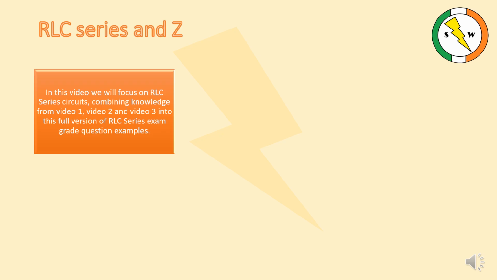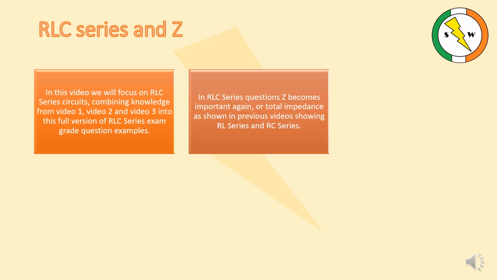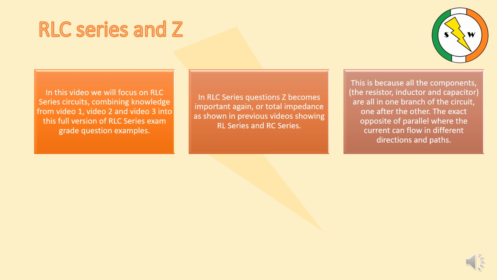In this video, we will focus on RLC series circuits, combining knowledge from Video 1, Video 2, and Video 3 into this full version of RLC series exam grade question examples. In RLC series questions, Z becomes important again, or total impedance, as shown in previous videos of RLC and RC series. This is because all of the components, the resistor, inductor, and capacitor, are all in one branch of the circuit, one after the other.